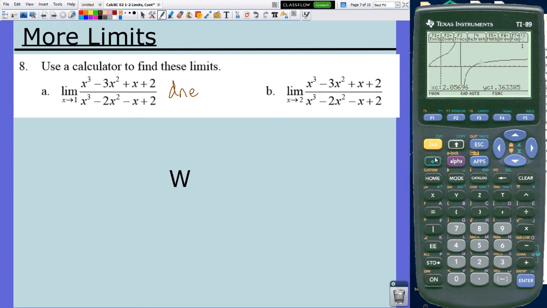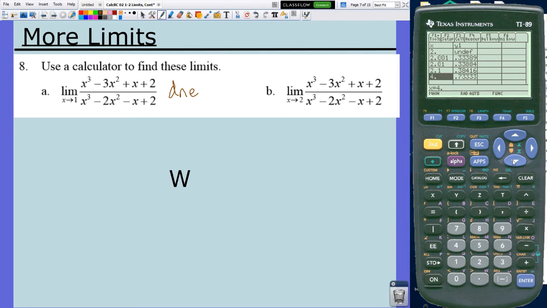Now what's cool is you can also use this table function. I guess we're kind of getting off track here. Instead of tracing like that, I can say, okay, we have to look around 2, right? So I can start with 2, it's undefined. So I can go to 2.001, a little bigger, and 2.01, getting a little bigger, and 2.1. So notice how those y values, as you get closer to 2, are really getting close to 0.33333.